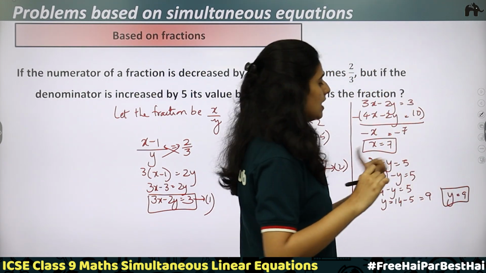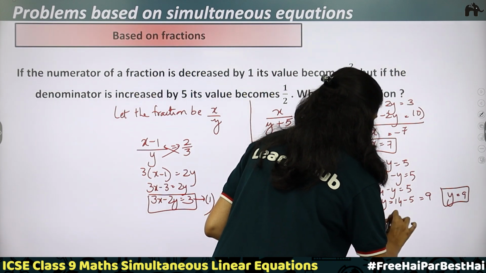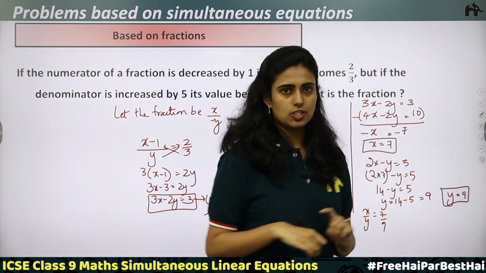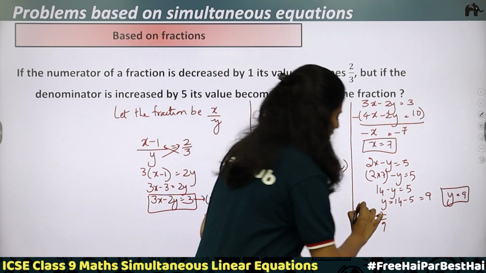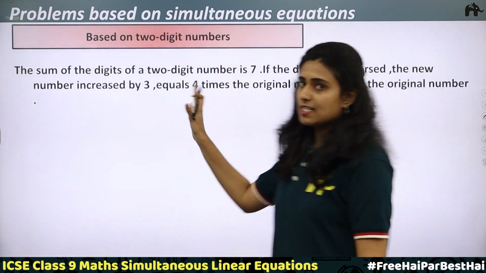X is equal to 7, y is equal to 9. So x by y is equal to 7 by 9, which is the fraction. Okay. So this is a required fraction. Now based on 2-digit numbers. Okay. Let us take this example.